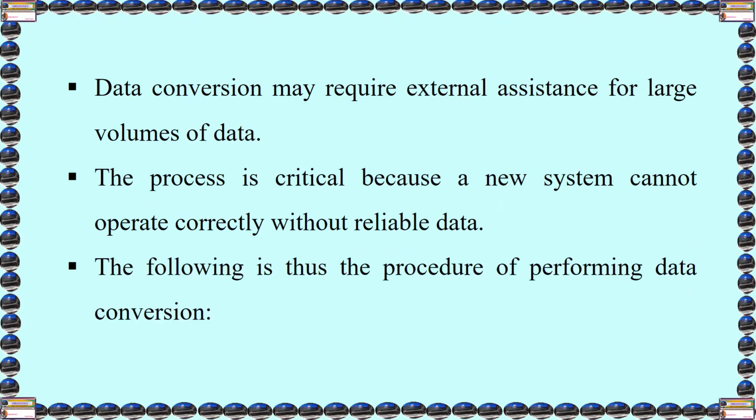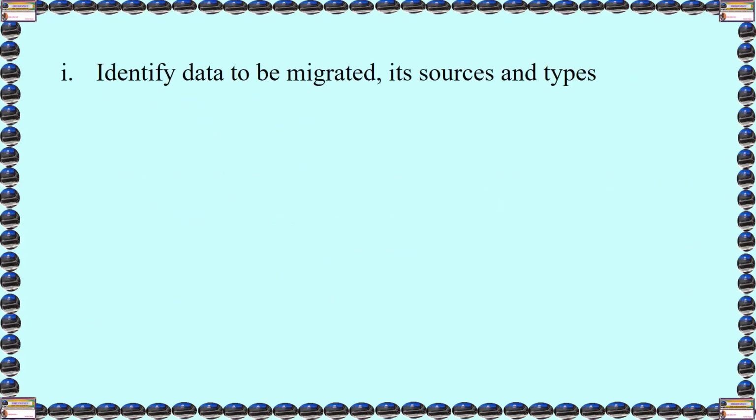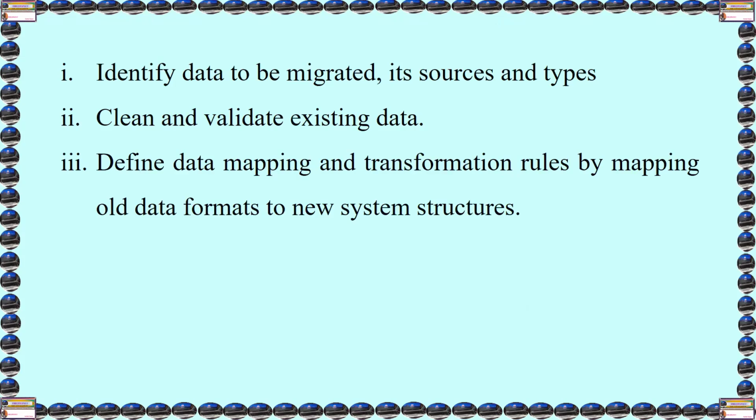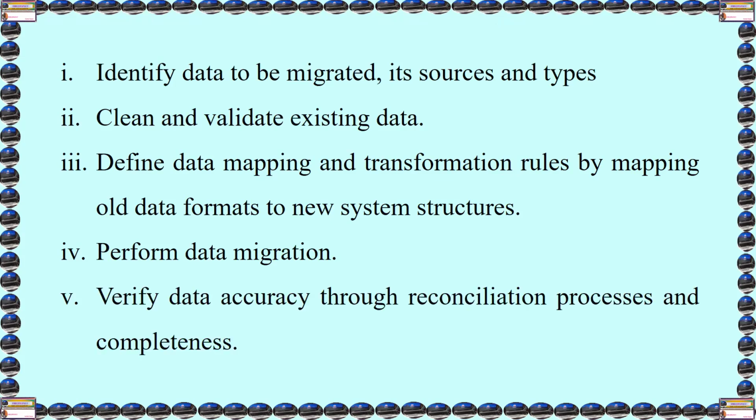The following is therefore the procedure of performing data conversion. Number one, identify data to be migrated, its sources and types. Number two, clean and validate existing data. Number three, define data mapping and transformation rules by mapping all data formats to new system structures. Number four, perform data migration. Then number five, verify data accuracy through reconciliation processes and completeness.